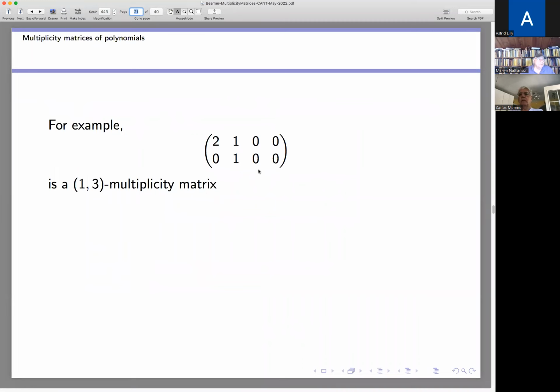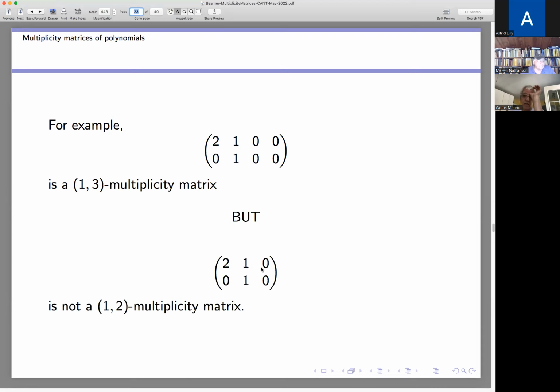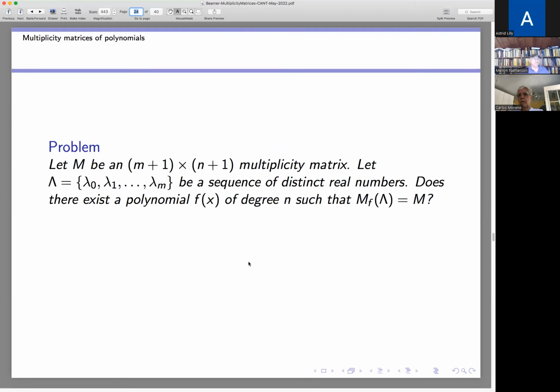So this is a multiplicity matrix. Each of these rows is a multiplicity vector. The column sum here is at most 0, at most 1, at most 2, and at most 3. And in this other matrix, each row is again a multiplicity vector, but it's not a multiplicity matrix because the column sum here is 2 and it must be at most 1 in a multiplicity matrix. So there are two simple problems. One is the following.